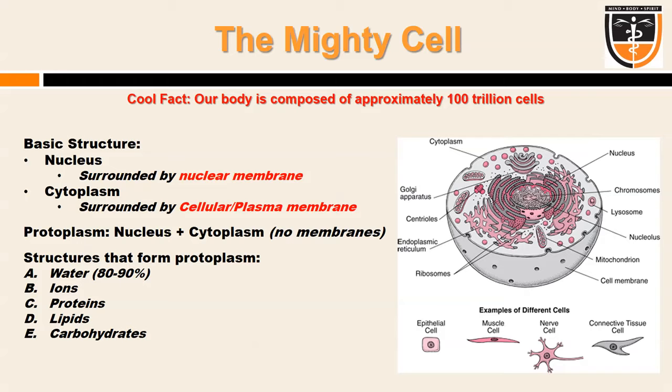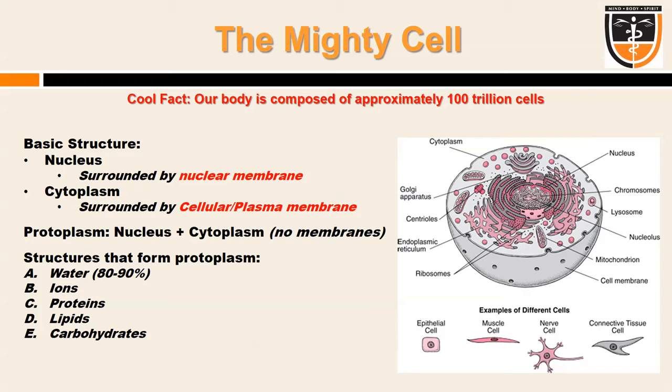So the basic structure of the cell: we know that the cell has a nucleus, eureka. You've heard of the nucleus, and its characteristic is that it is surrounded by its own membrane, the nuclear membrane. This membrane will extend and form the endoplasmic reticulum, a series of channels through the cell. Next is the cytoplasm, which is surrounded by its own membrane, known as the cellular or plasma membrane.